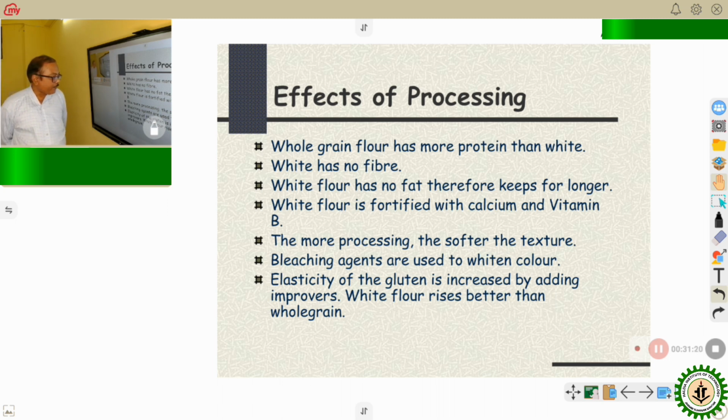White flour rises better than whole grain because of the ash content in the whole grain. The higher the ash content, the lesser is the tendency of flour to leaven. Leavening means, in the presence of yeast by fermentation or by chemical leavening agents like bicarbonate, etc., raising of the flour dough. That is called the leavening action.